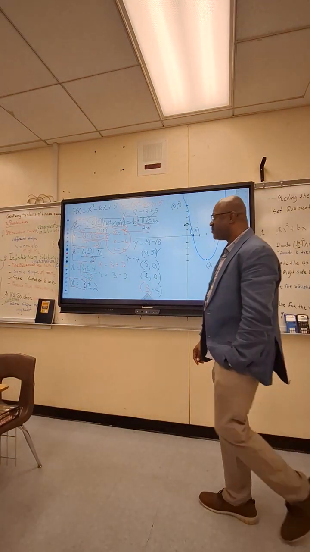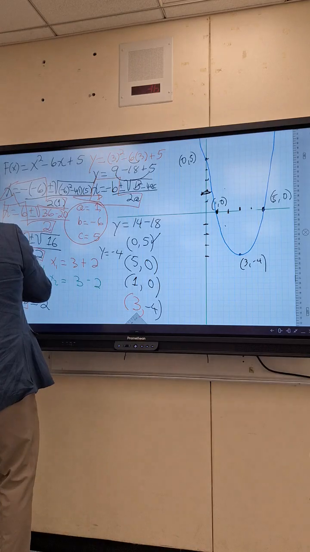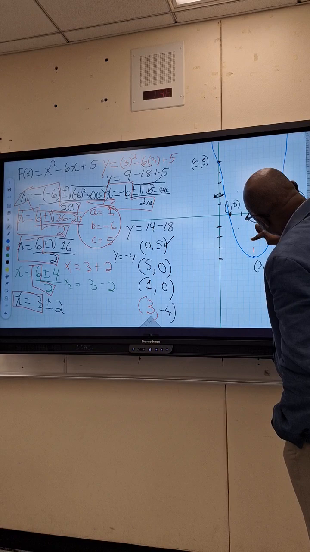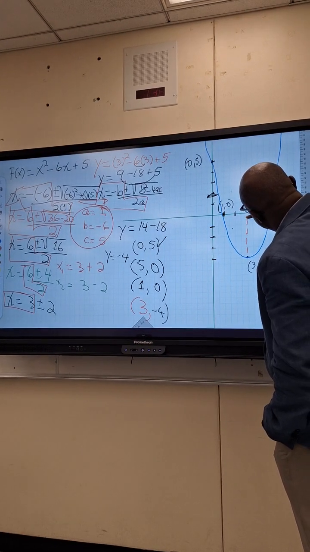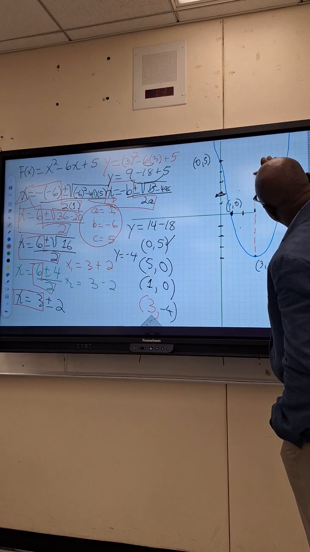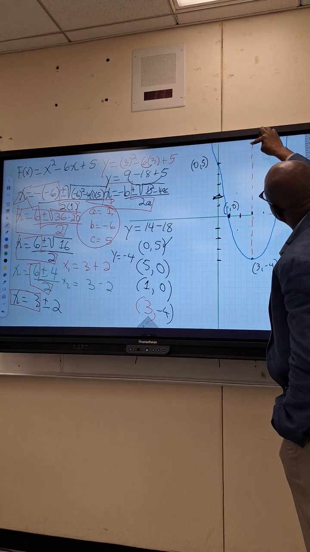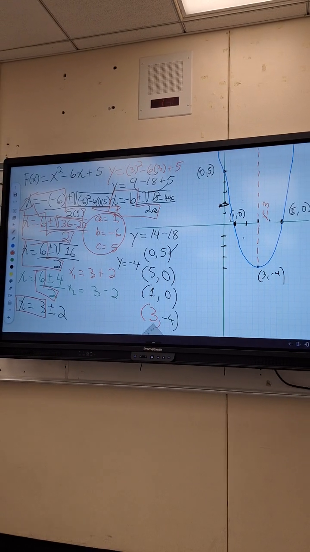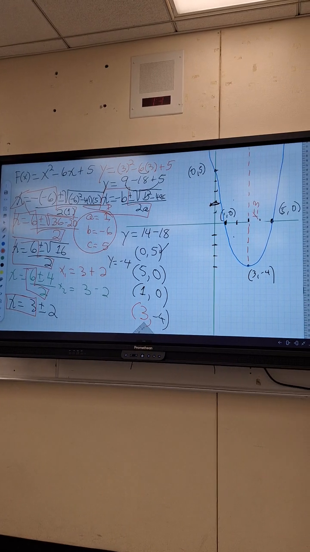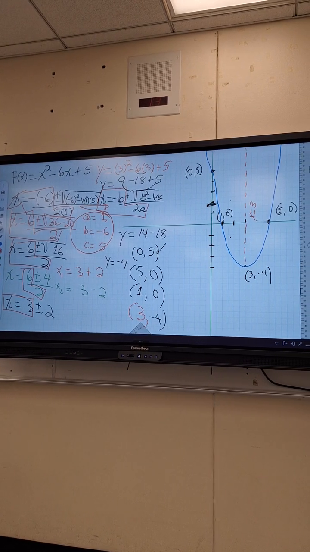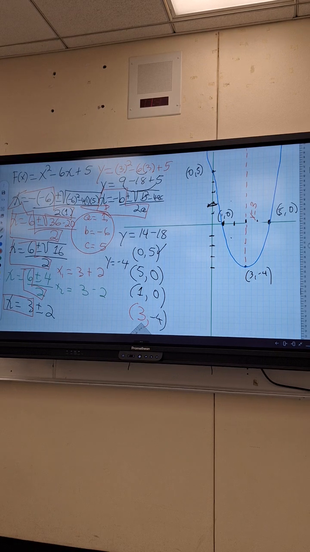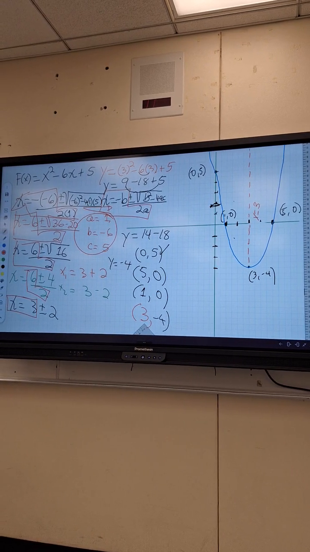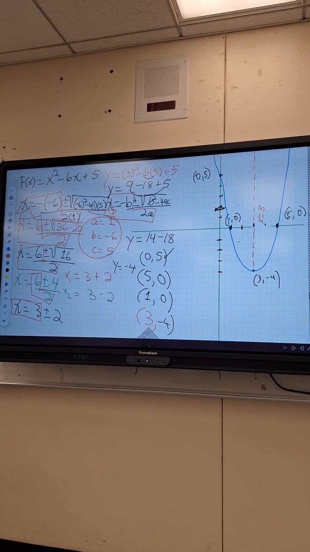So I need to label my axis of symmetry. So I can come here, and this is that line. When x is equal to what? When x is equal to 3. That's what you are supposed to do. And ta-da, that's your graph. Right? If you're not doing that, guys, this is the least thing that you need to do in this class to get promoted. Right?